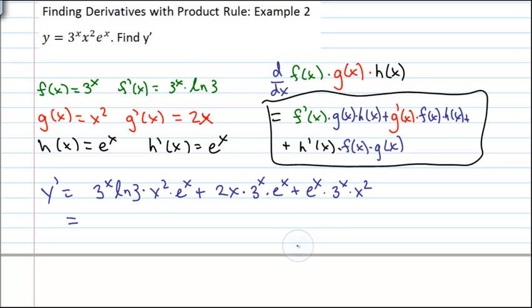And now, if you really want to, you can factor some things out. You can see that 3 to the x and e to the x exist in all three terms. So I will say 3 to the x times e to the x. I'm going to pull that out. Then I'll be left with ln 3 times x squared plus 2x plus x squared.